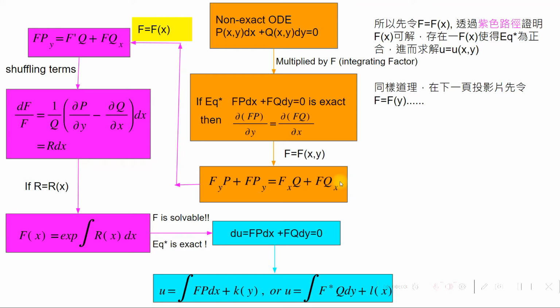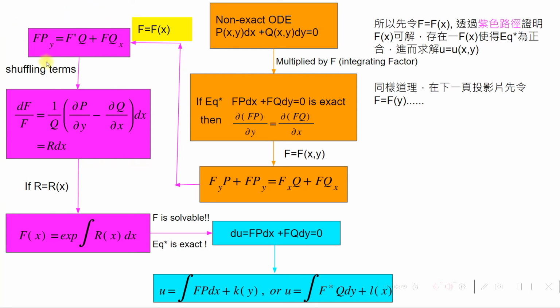So previously we expanded the exactness condition into this expression, and we said when f is a function of x and y, it will make this equation too complex to solve for f. So we take the first assumption as f equals f of x. So it will simplify this equation into this one.